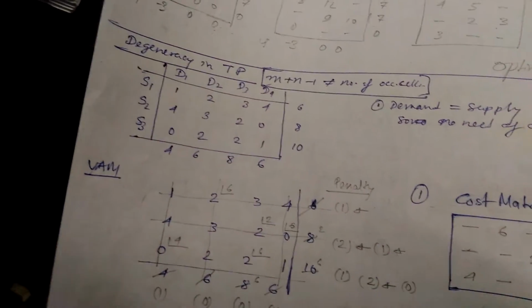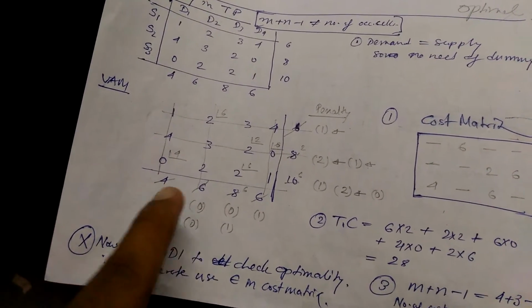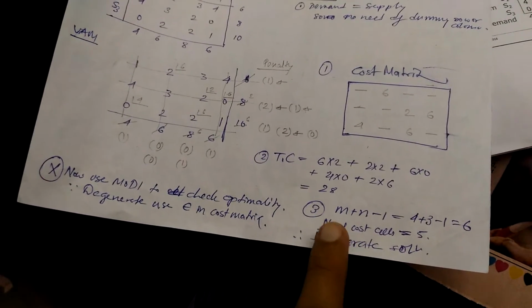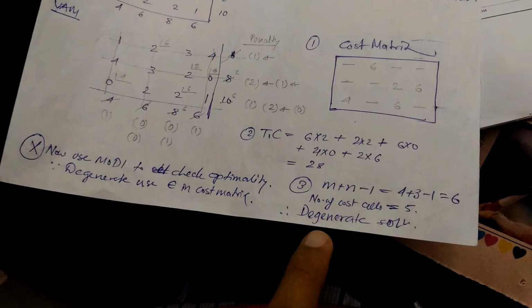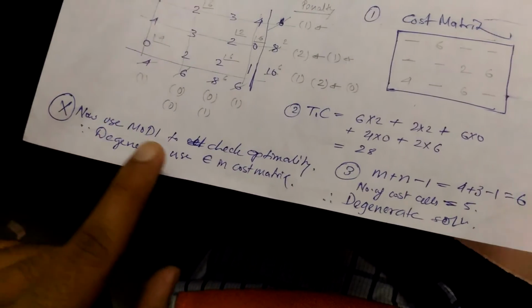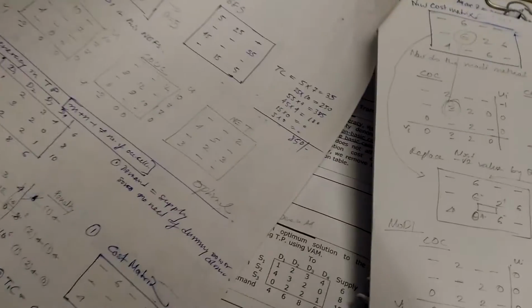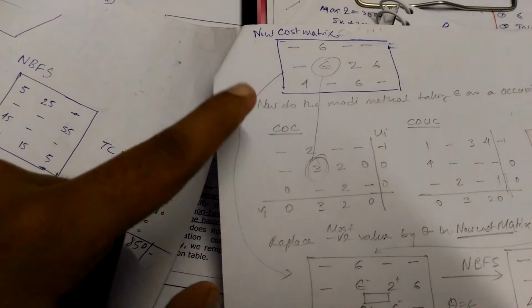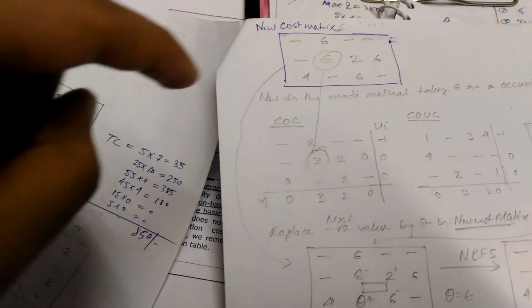So in case of degeneracy, after you solve the Vogel's approximation method, we have to separate the cost matrix. We have to find the total cost, and then we have to check the degeneracy. So m plus n minus 1 is not equal to the number of occupied cells, so it is a degenerate solution. Now without moving into Vogel's method, we have to remove the degeneracy using epsilon in the cost matrix. So this is our cost matrix, and in this cost matrix we have put epsilon in such a way that it doesn't form a loop.